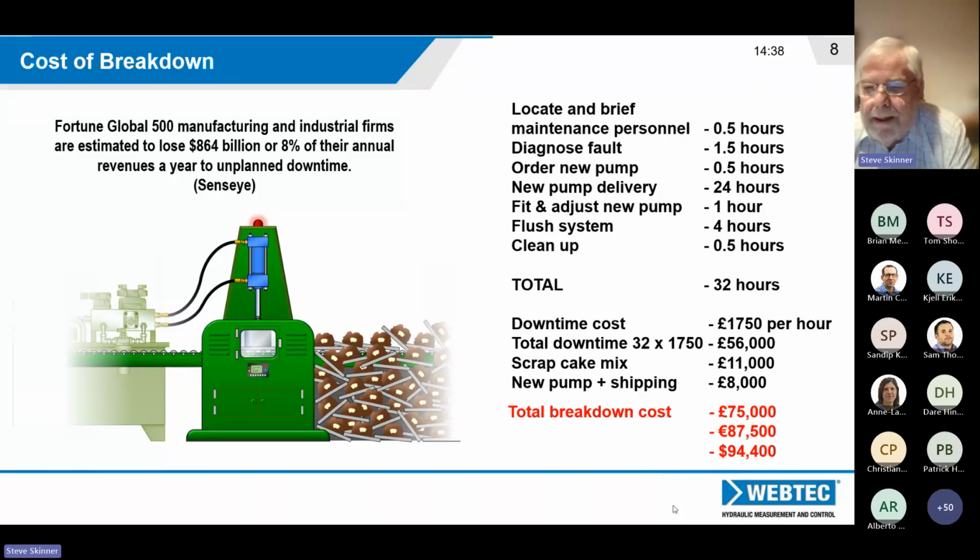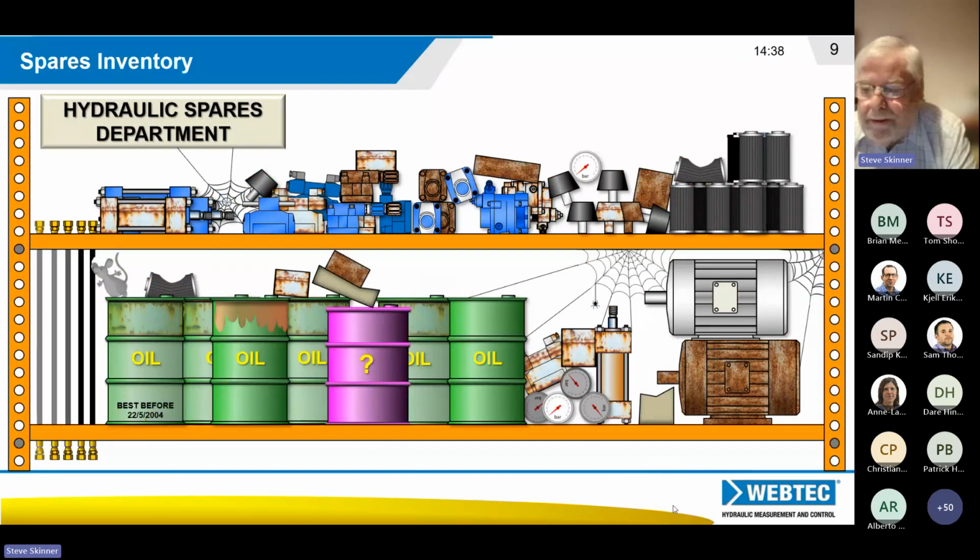But as we can see from our breakdown on the right-hand side there, the thing that took the longest, 24 hours, was waiting for a new pump to arrive. So we may say to ourselves, well, we can get round that problem next time by holding some spare parts for the machine. So let's fill up our spares department with spare pumps and spare valves and spare oil and electric motors and so forth.